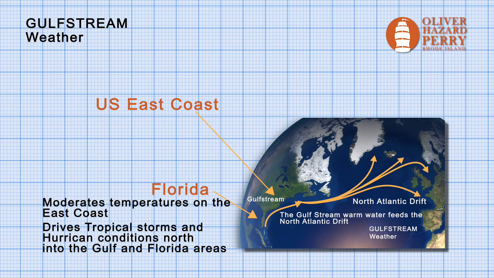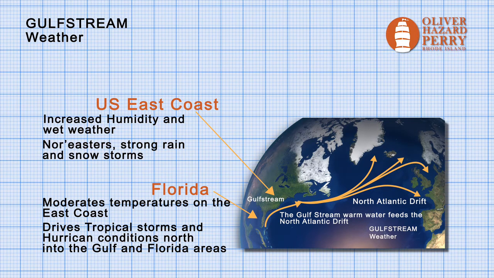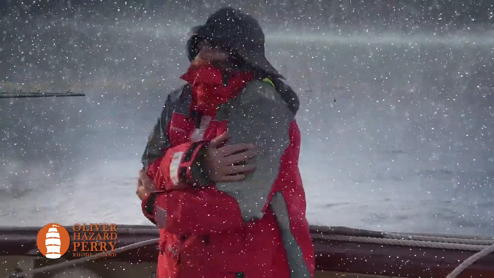Because the warmer water in the Gulf Stream evaporates faster, it puts more moisture into the air, increasing the humidity of the air along the U.S. east coast. This moisture occasionally gets sucked into a storm system, and you get rain or snow over the mid-Atlantic states and New England, that good old nor'easter.